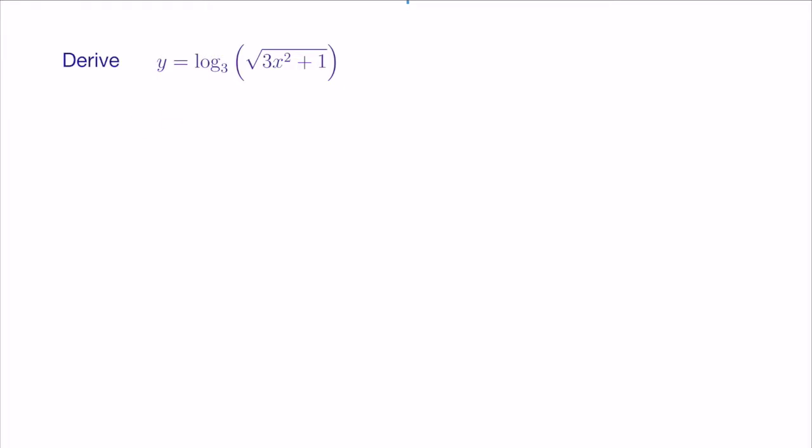Let's derive y. And as you can see, this is a composition. And when we have a composition, we do what? Chain rule. So the outer function is the log, and the inner function is the square root of 3x squared plus 1. And we derive the outer function. We just learned that the derivative of logarithm to the base 3 is 1 over, keep the inner function 3x squared plus 1, and multiply by ln of 3. Then multiply by the derivative of the inner function.